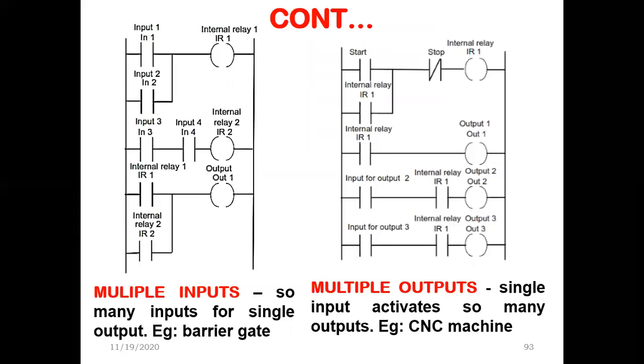Multiple inputs means many inputs for a single output. Example, a barrier gate, where we use many input relays for different outputs. Then multiple outputs for a single input, that is IR1, IR2 like that. Only one switch is used for controlling and getting the different outputs, that is multiple outputs.